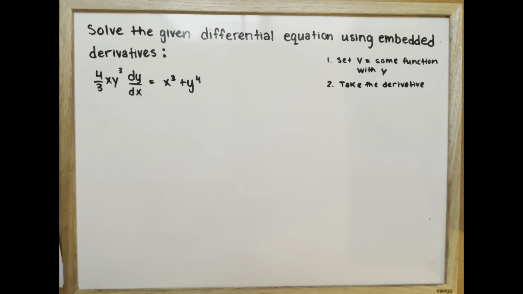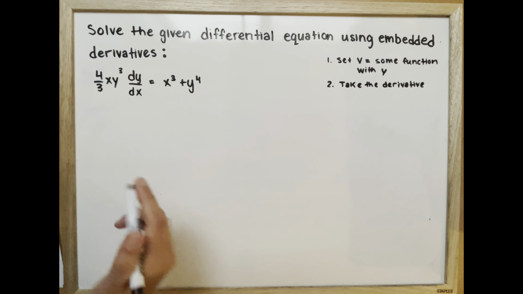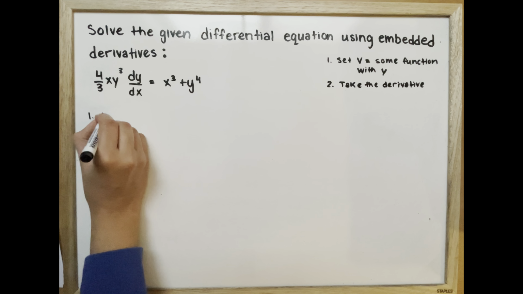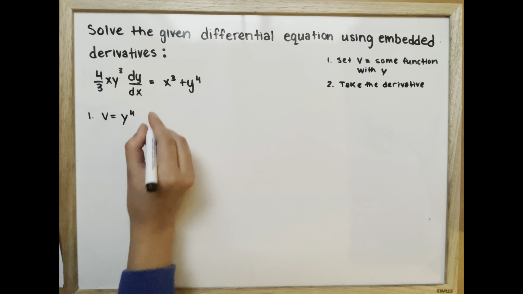Solve the given differential equation using embedded derivatives. (4/3)x y cubed dy over dx is equal to x cubed plus y to the power of 4. So our first step, we're going to set v equal to some function with y. So we're going to set v equal to y to the power of 4.